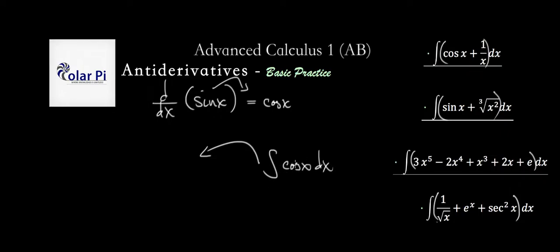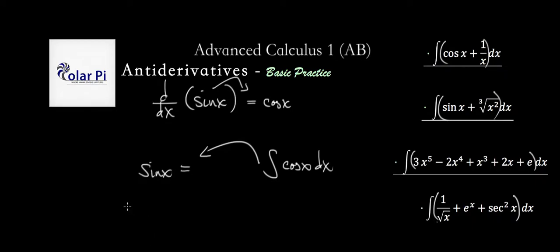So it's saying, what is cosine x the derivative of? That's basically what this whole instruction is saying. What is cosine x the derivative of? We know that cosine x is the derivative of sine x. So then we see that the antiderivative of cosine x is sine x.